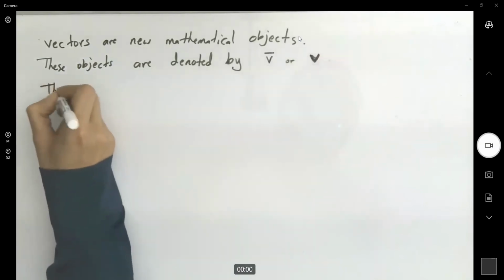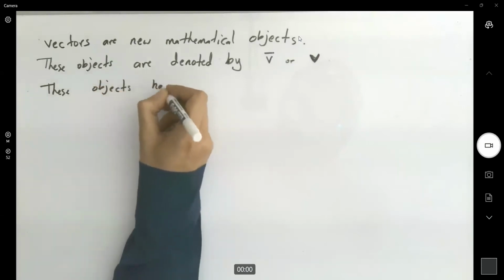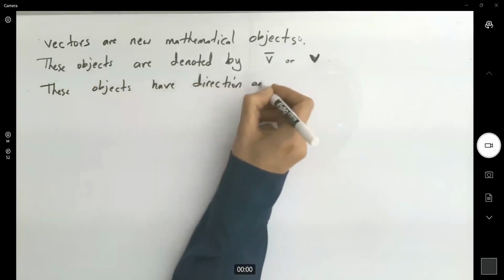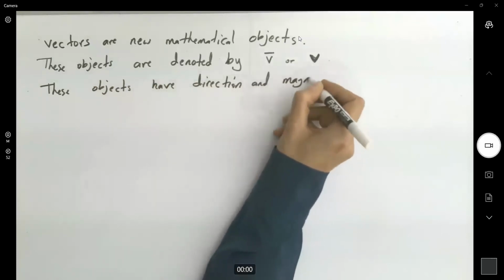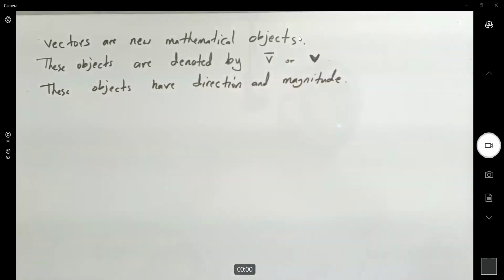These objects have direction and magnitude. Okay, very good. So where do I see these objects? Let's take a look at a weather map. Let me show you how to visualize a weather map.